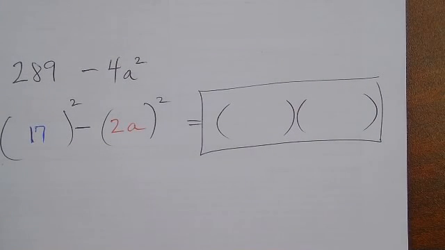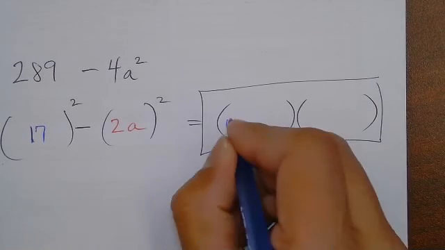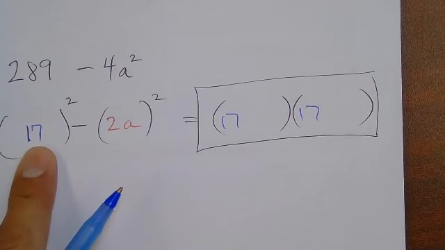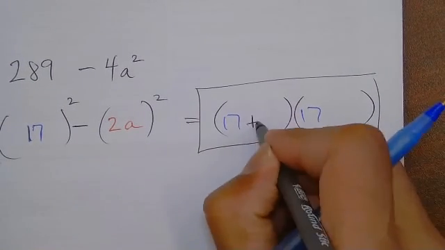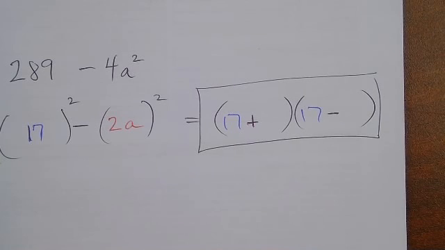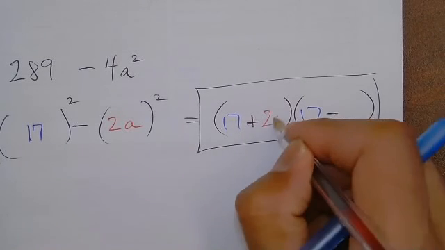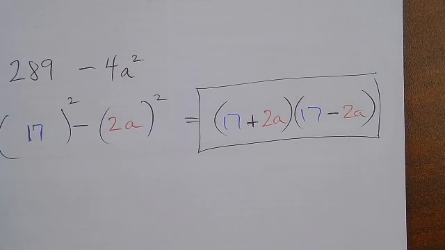And if you figured out this, then how does the difference of squares factor out? With 2 parentheses, but you got to write it correctly. How do I write this? 17 is in the front, so 17 is the front. 17 plus, 17 minus, and 2a. You guys see how those work now? All right. Okay, good. I think you got it.